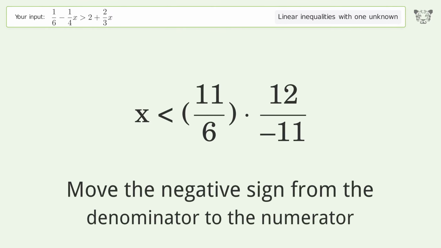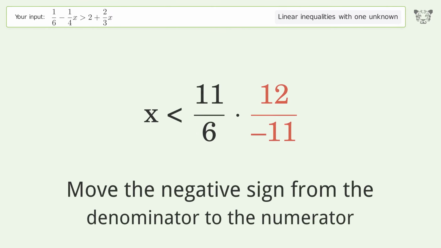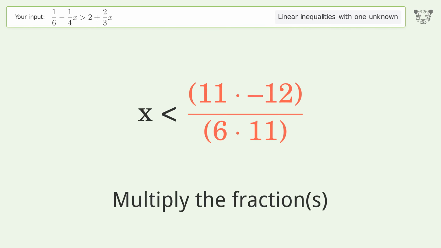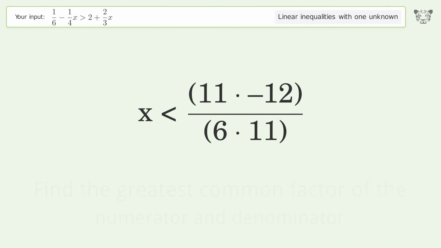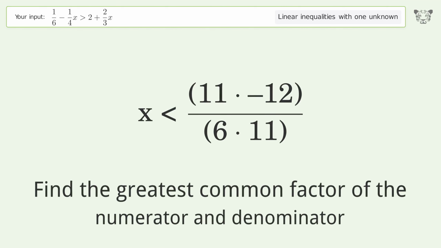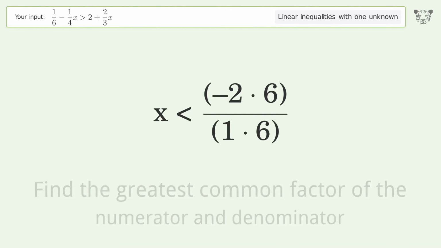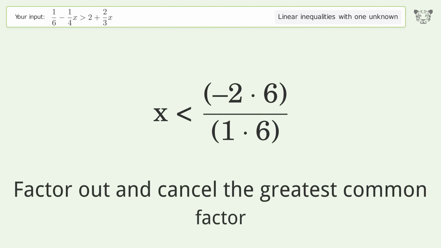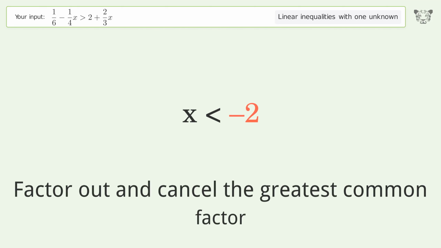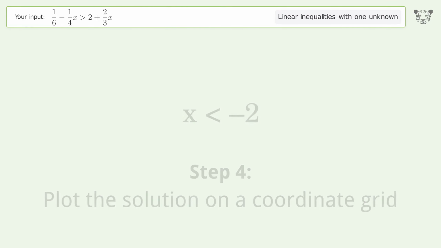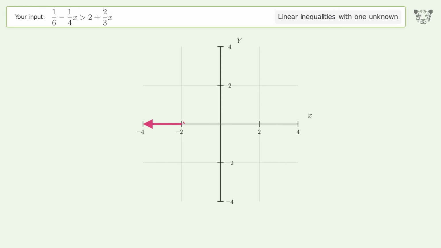Move the negative sign from the denominator to the numerator. Multiply the fractions. Find the greatest common factor of the numerator and denominator. Factor out and cancel the greatest common factor. Plot the solution on a coordinate grid. And so the final result is x smaller than -2.